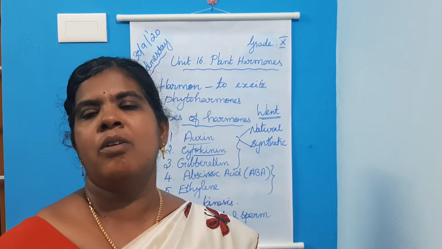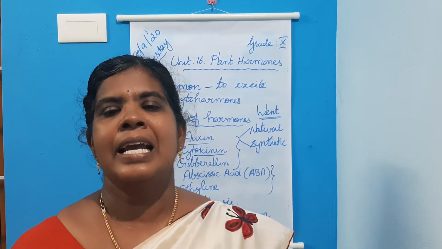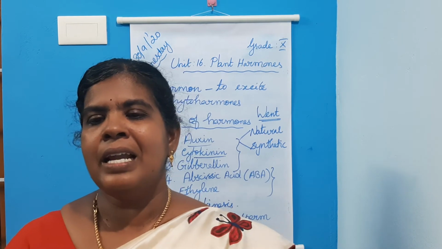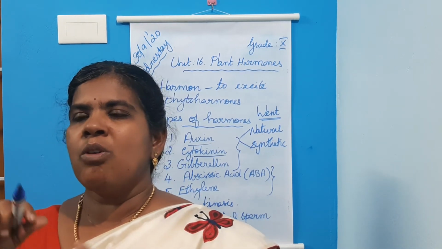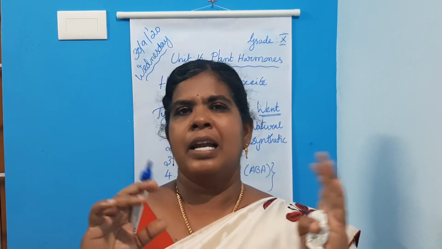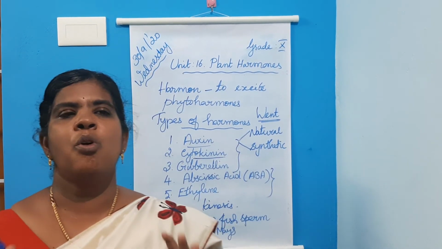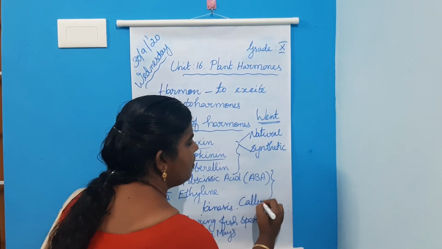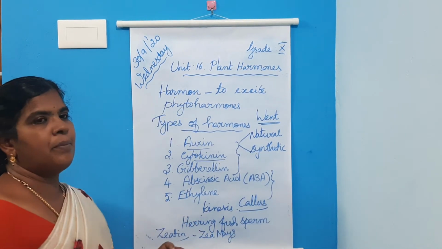Then cytokinin also causes cell enlargement. First is cell division, second is cell enlargement. Then both auxin and cytokinin together help in the formation of new organs from the callus.